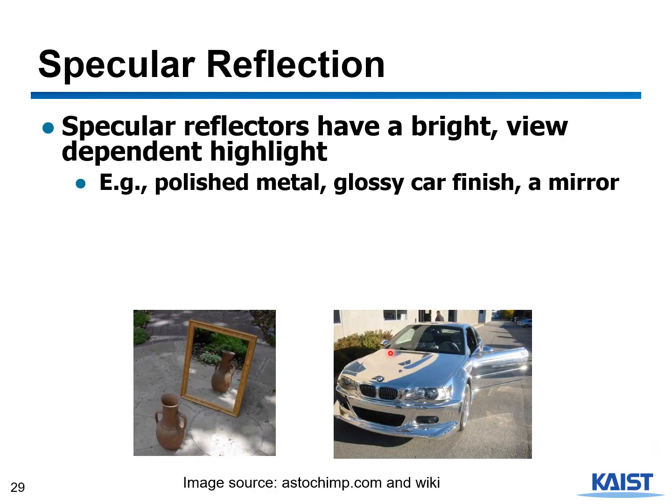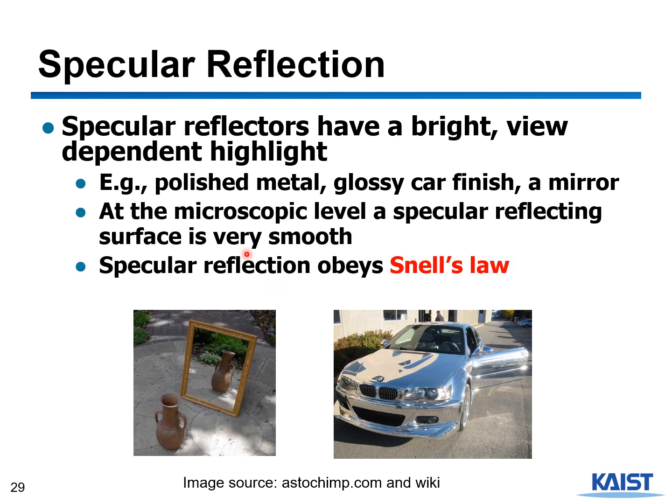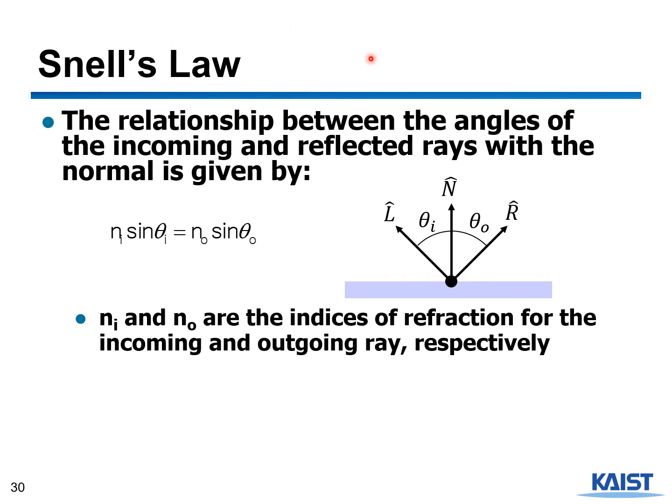Now let's talk about the specular reflection. Specular reflectors have this bright, view-dependent highlight. For example, a mirror, or a glossy car finish, right? Also metal, right? This is the specular reflection. At a microscopic level, the specular reflecting surface is very smooth, and this surface also follows Snell's law. You probably learned this Snell's law.